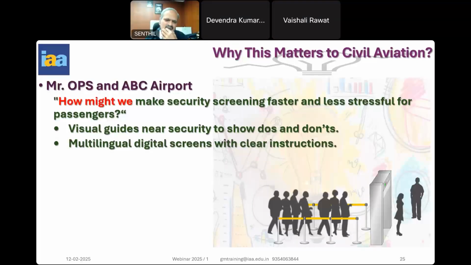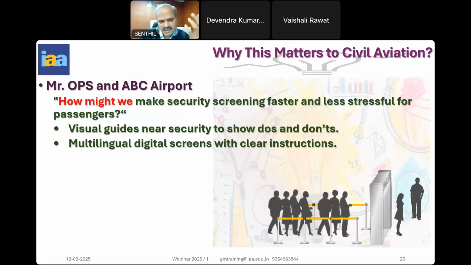And multilingual digital screens with clear instructions. See, we have a very good, wonderful FIDS system, which is as good as an ATC automation system. There is every possibility we can put up multilingual screens. It is not that we will put only two languages. Say, for example, at Mangalore airport, if a lot of people are coming from Kerala, you find out from the statistics. That's why I'm telling you data analytics is another important thing for us to become a global operator.